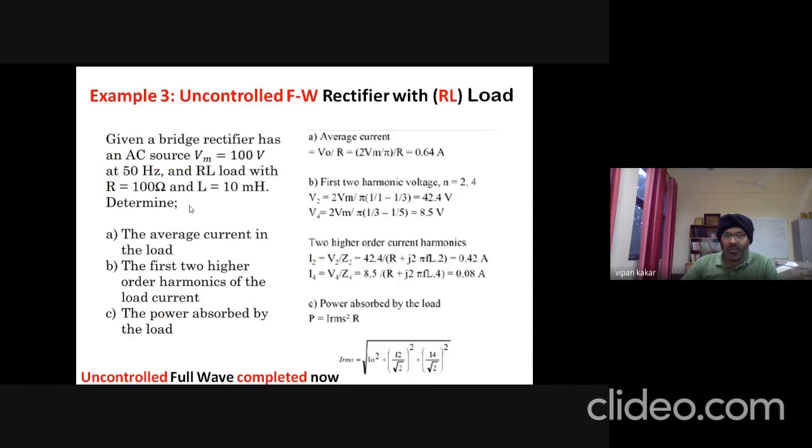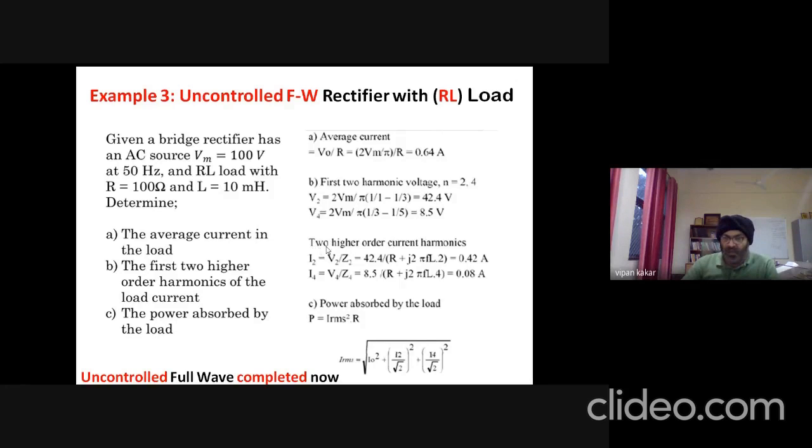So this is an example to find out the harmonics. These values are given for an RL load. We need to find out the average current and the first two harmonics. So the average current can be found out. We have 0.64 amperes, and the first two harmonics for n equal to 2 and 4, meaning the second and fourth harmonic. The second harmonic has a voltage of 42.4 volts. The fourth harmonic has a voltage of 8.5 volts.